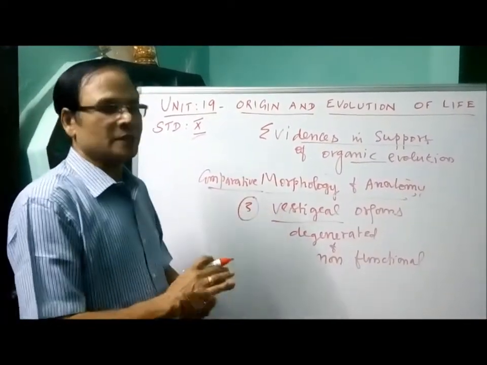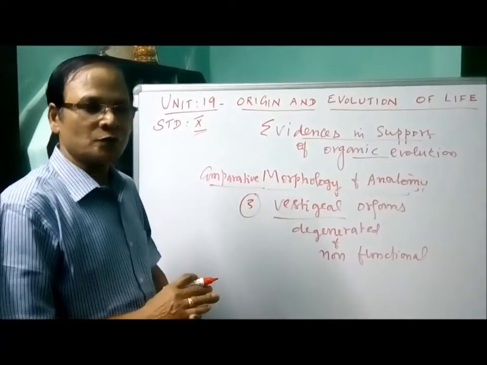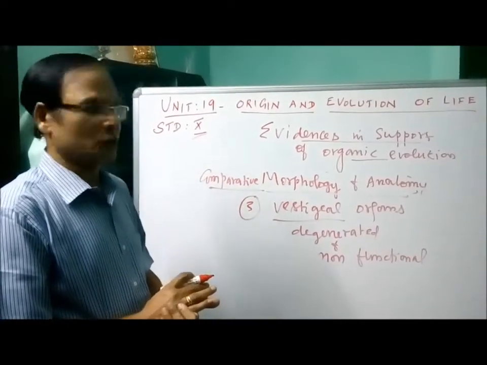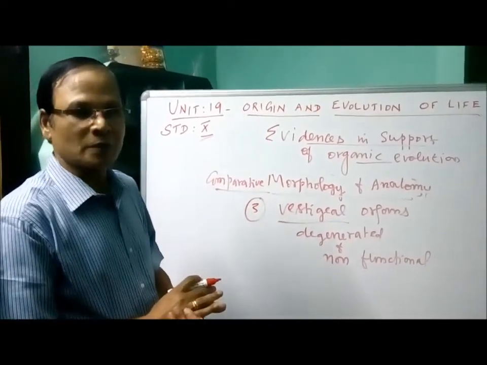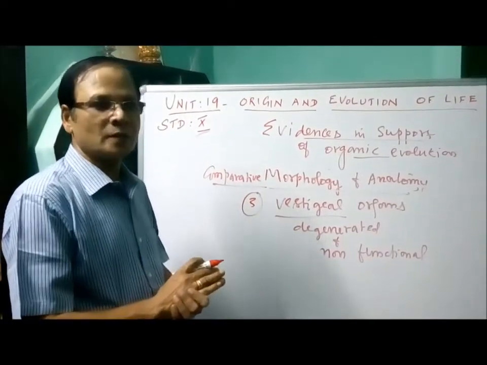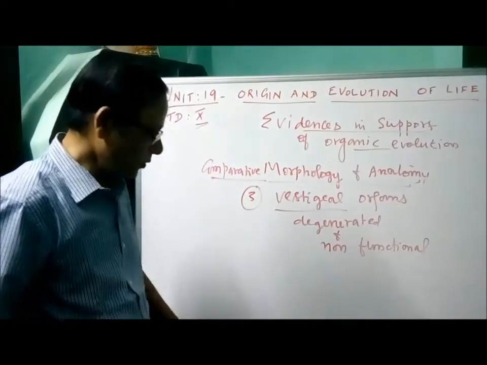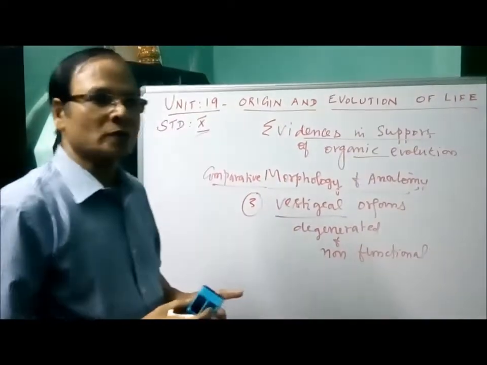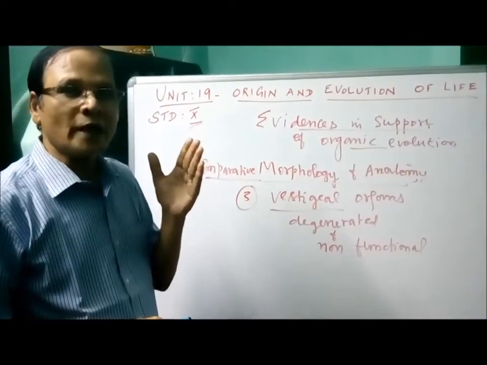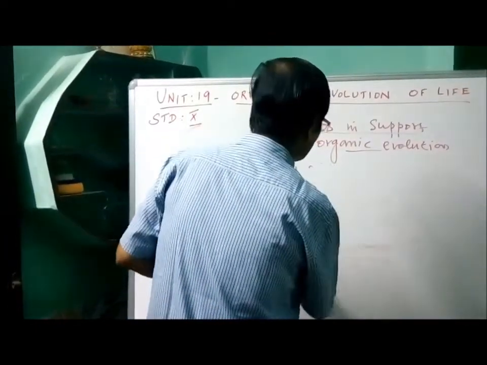So in their ancestors, the organs were functional and perfect, fully developed. But in the course of time, because of disuse, a concept proposed by Lamarck, the organs have become reduced in size, lost their perfectness, and so become non-functional. The following are the vestigial organs in the human body. There are about 180 vestigial organs in the human body.